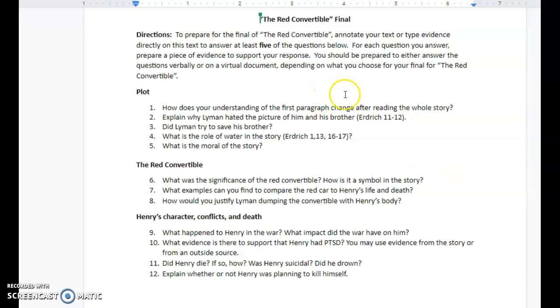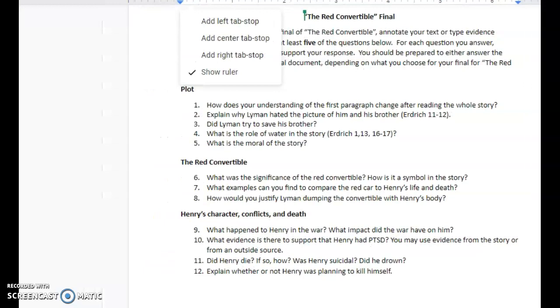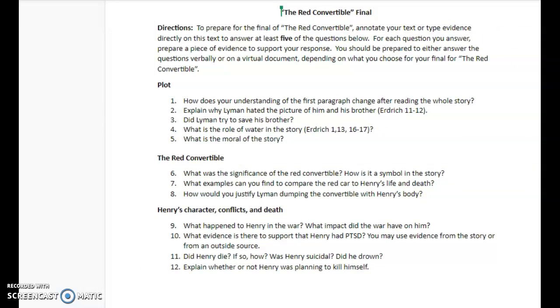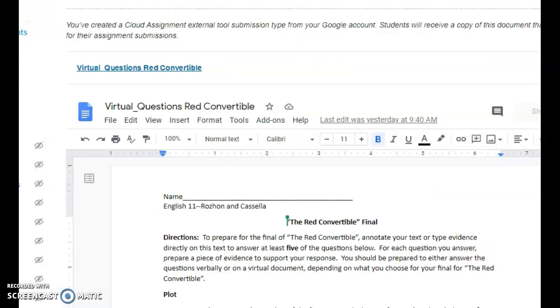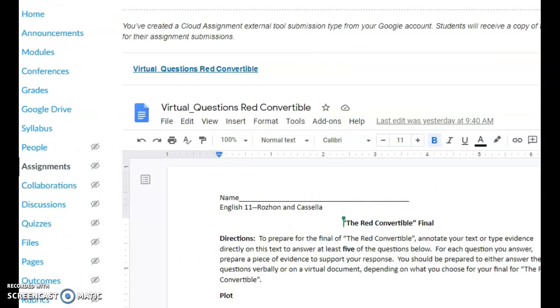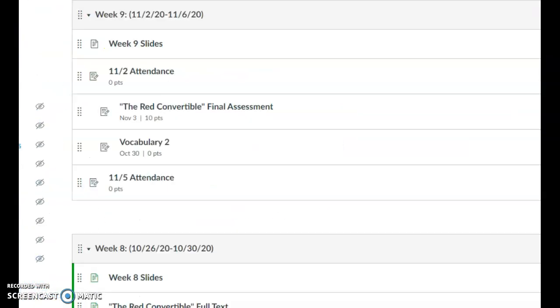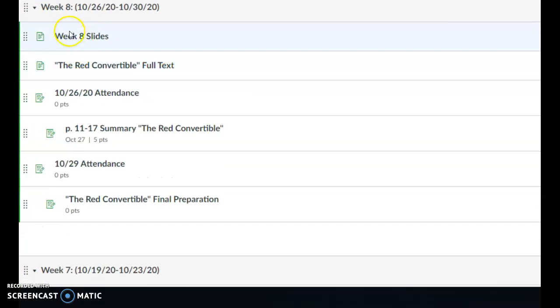And then you have an option. You can either type your response and your evidence right into this document to prepare, or you can just annotate on your text. So if you decide to just annotate on your text, you'll need your purple Red Convertible text out in front of you. You'll go back to the modules tab under week 8.